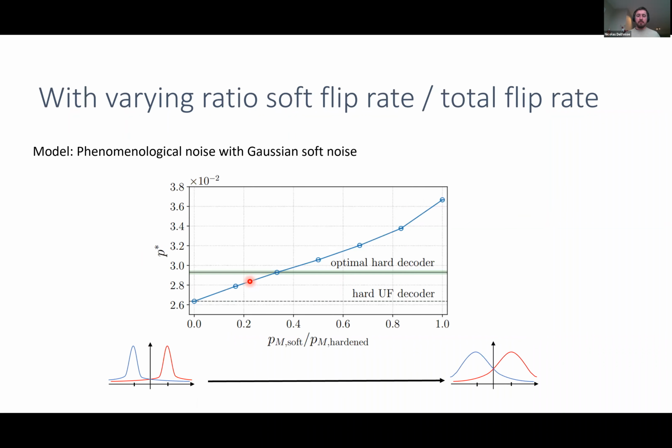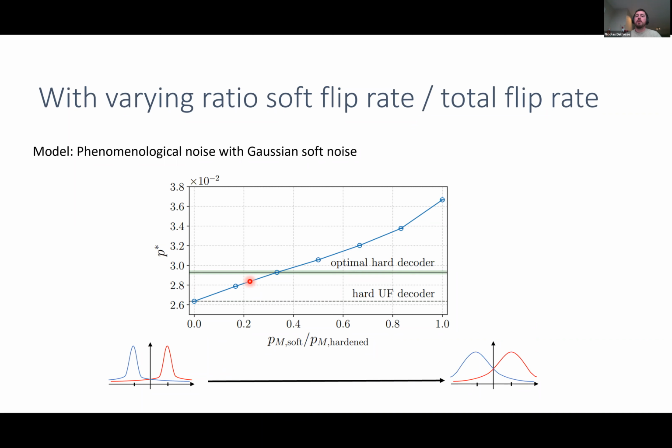Okay. Now I'm going to refine this model a little bit. So we use a phenomenological noise model, and we said that the outcome is obtained by sampling from some distribution, from a pair of Gaussians.